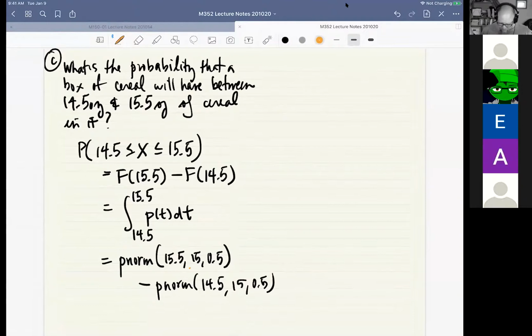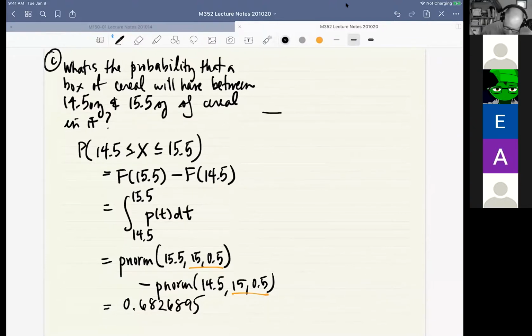Okay, noting that we have these parameters, they're common between those commands because these tell us which normal distribution, the parameters of the normal distribution we're using. You throw these into R and you get the number 0.6826895.